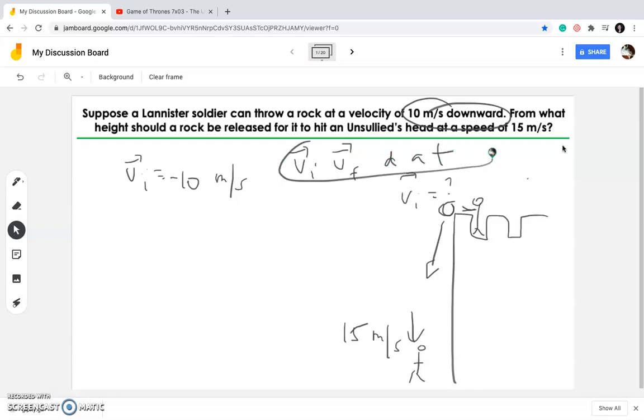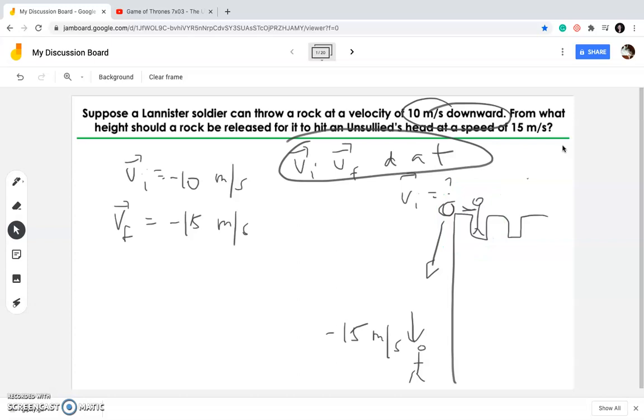Take note that these are actually velocities. Even though the problem mentions speed as 15 meters per second, we add a negative sign to make it velocity, because velocity has direction. It's how fast something is going and in what direction. So it has to be negative 15 meters per second. That's the final velocity that these Lannister soldiers want the rocks to have.